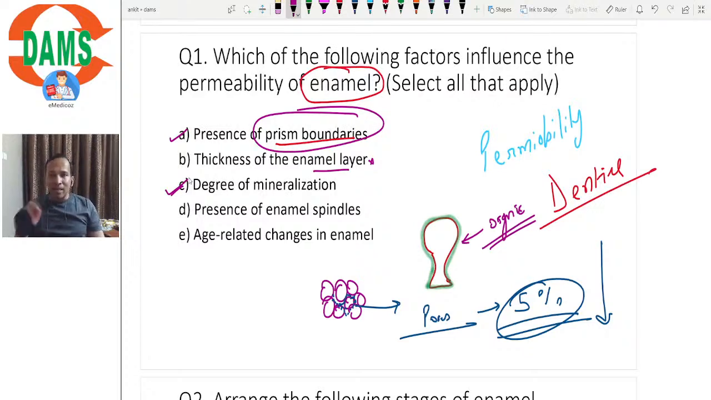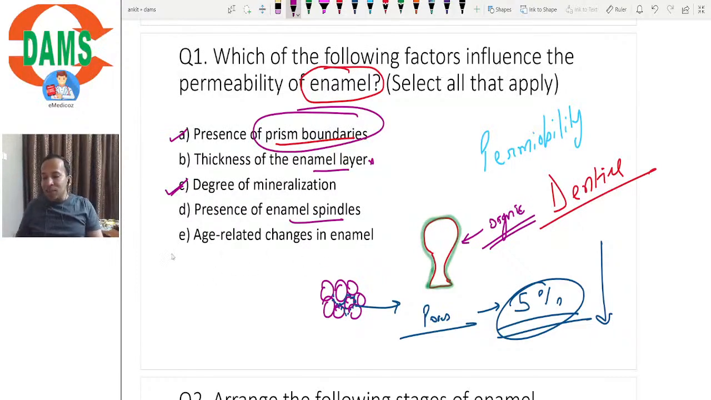Bhavna, as I have said, there may be a single correct option, or there may be more than one correct option. So you need to go through each and every option carefully, right? Option D, presence of enamel spindles. Now enamel spindles is just the extension of Tome's fiber, that is the odontoblastic process from the dentine into enamel. It won't affect the permeability of enamel since it does not reach the surface of enamel. So again option D does not affect the permeability.